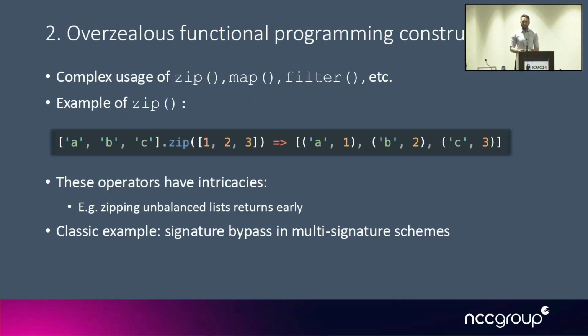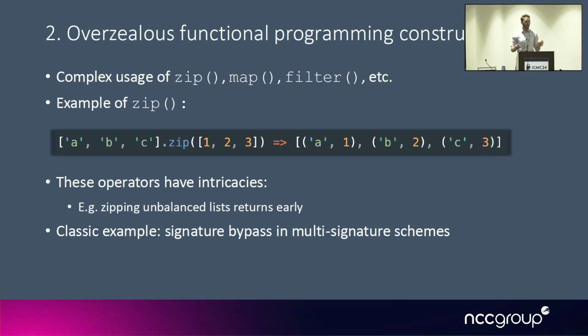Speaking of more complex operators, this is the topic of the second theme here, which I have called overzealous functional programming constructions, because sometimes when we have access to interesting complex functions, people love to use them, sometimes without really thinking about what actually happens or could happen. We often see very complex usages of the zip function, map, that we have just seen, or filter. In this example, we'll specifically talk about the zip operator.